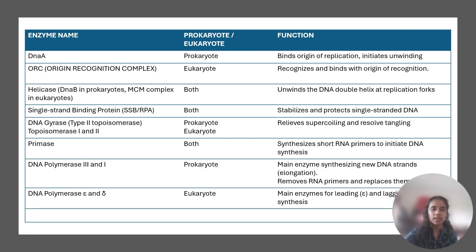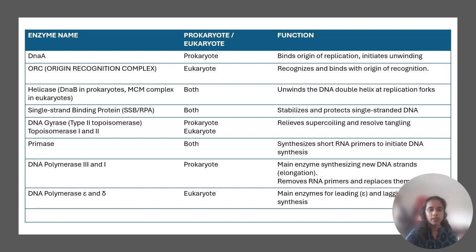These are the proteins or sites that help in the recognition of the origin of replication. DnaA is there in prokaryotes, and ORC is in eukaryotes. Its function is to bind to the origin of replication and initiate unwinding. Then you have helicase. Helicase is DnaB for prokaryotes and the MCM complex for eukaryotes. Helicase helps in the unwinding of the DNA double helix at the replication fork.